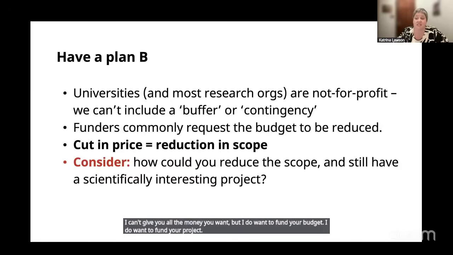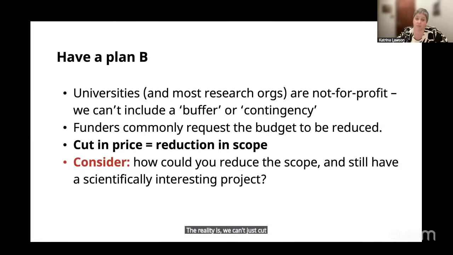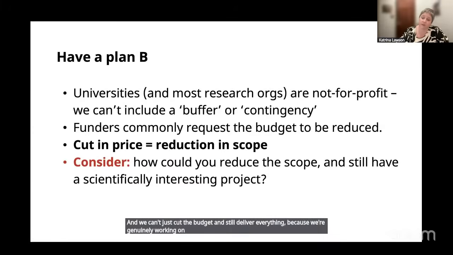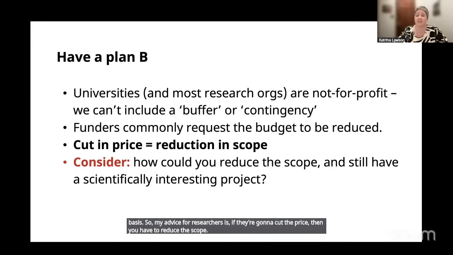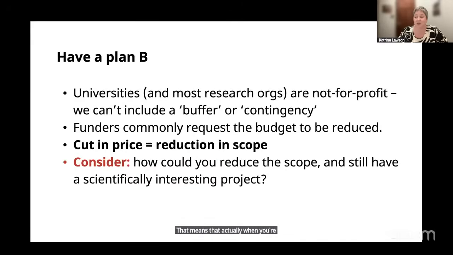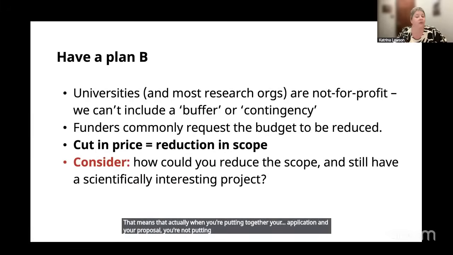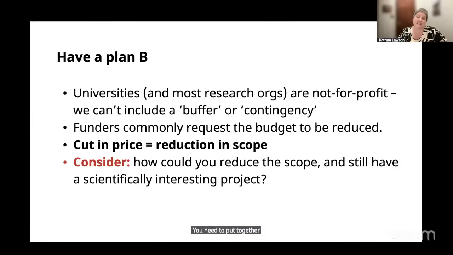The reality is we can't just cut the budget. We can't submit an inflated budget that's not the real budget. And we can't just cut the budget and still deliver everything, because we're generally working on a not-for-profit basis. So my advice for researchers is if they're going to cut the price, then you have to reduce the scope. That means when you're putting together your application and your proposal, you need to put together at least two.